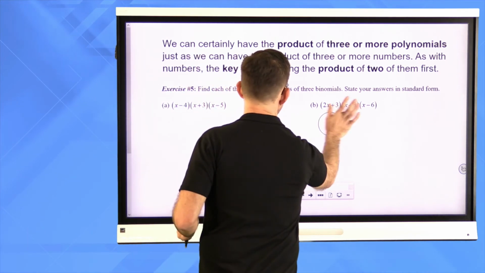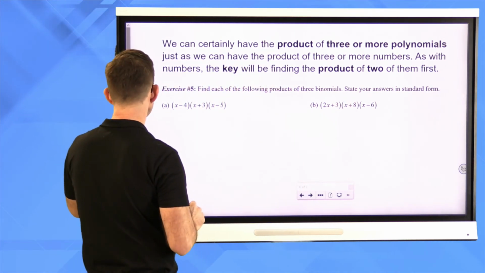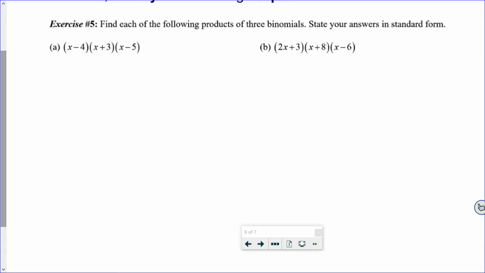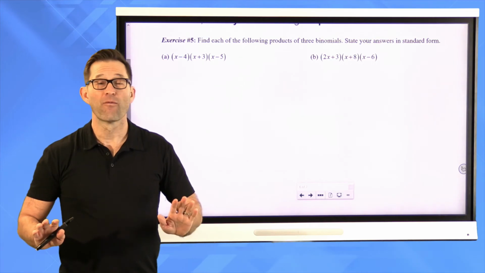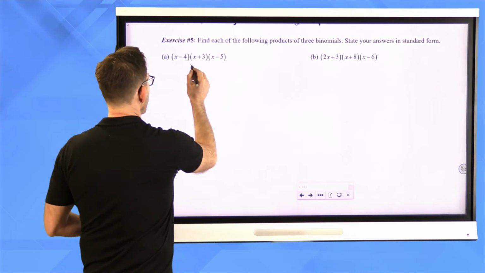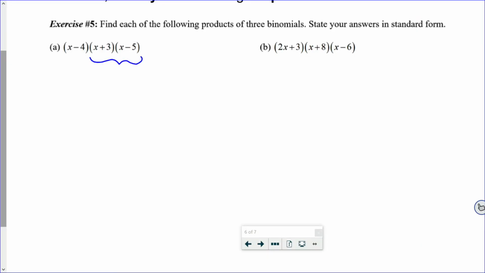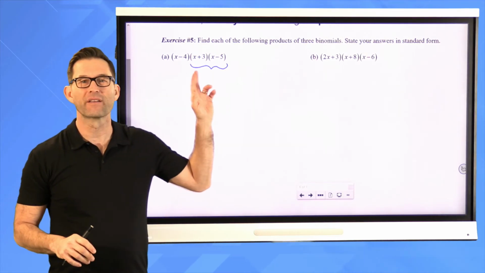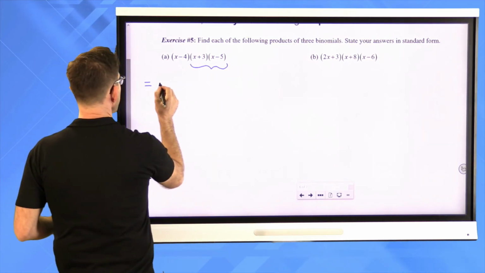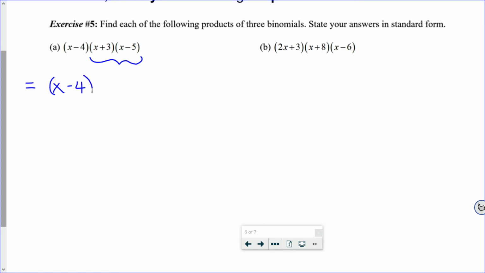So let's take a look at how that's done in letter A, and then we'll have you work on letter B on your own. Exercise number 5, letter A. x minus 4 times x plus 3 times x minus 5. All right, now for me, for whatever reason, I really prefer to first find the product of these two. I always like to find the product of these two and let this one kind of hang out. So that's what I'm going to do. I'm just going to rewrite the x minus 4 here, okay? And I'm now going to find the product of this doing FOIL.